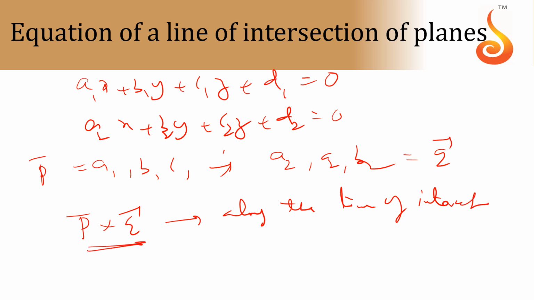To write the equation of a line, what is the basic structure? One point, one vector. I got a vector now. To get the point, you have to do like this: substitute z equal to 0 and solve for x and y. You will get a point of the structure x1, y1, 0.